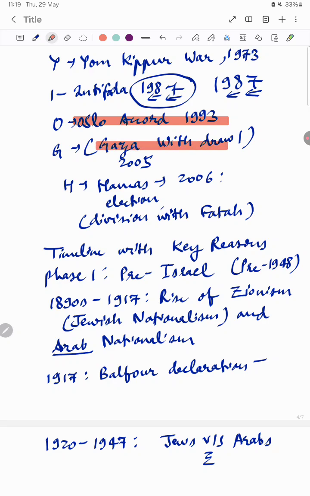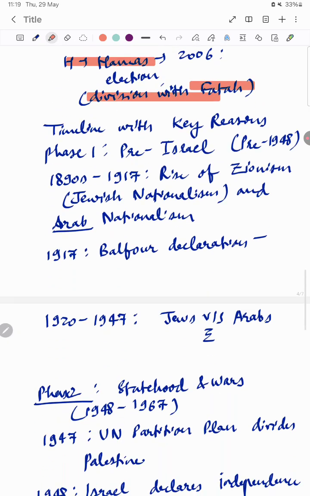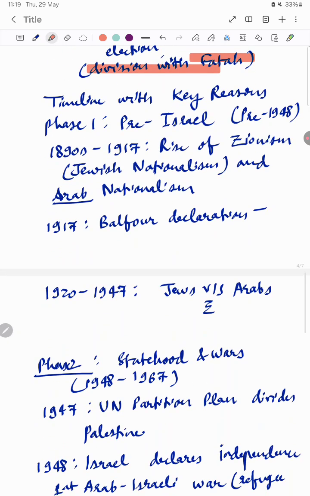G stands for Gaza withdrawal, 2005. Israel disengages from Gaza and Hamas later controls the Gazan territory. H stands for Hamas. Here the Hamas election deepens division within Fatah. Now to understand this crisis in detail, the phase timeline with key regions.